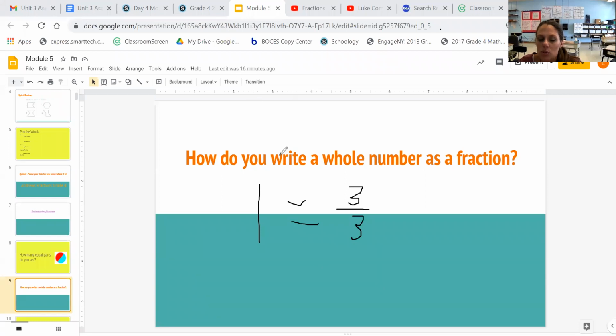I want you to try to come up with a fraction that would equal 2. So something that would equal 2. Something divided by something that equals 2. Now, there's a lot. I did 6 divided by 3 equals 2. 6/3 is the same as 2.